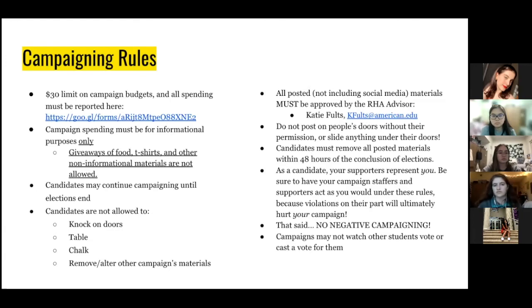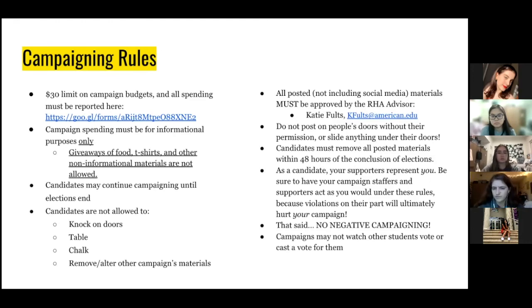Campaigning continues until elections end, which will be the 19th. And then you're not allowed to specifically knock on people's doors. You're not allowed to table at MTC or something. You're not allowed to do chalk, and you're not allowed to take down other people's posters. Anything that you post, like flyers that you're going to put in residence halls, those have to be approved by Katie.